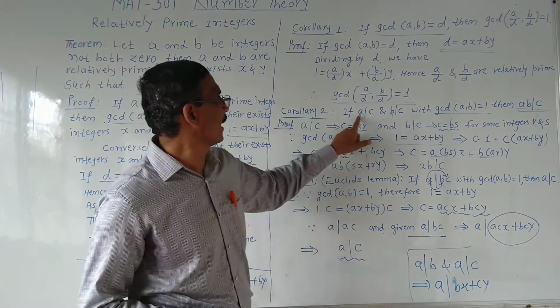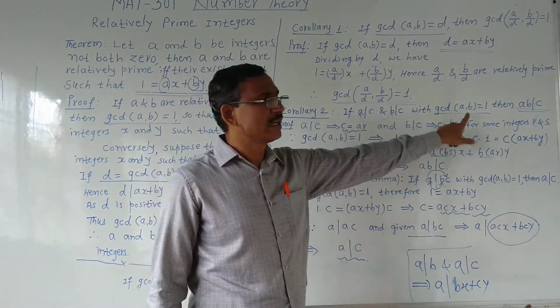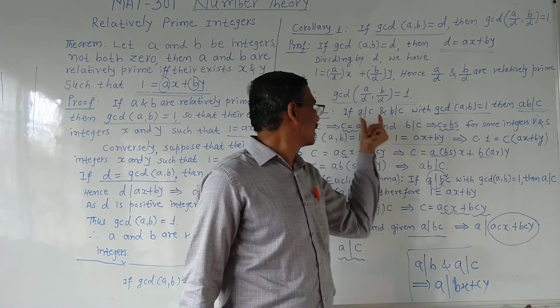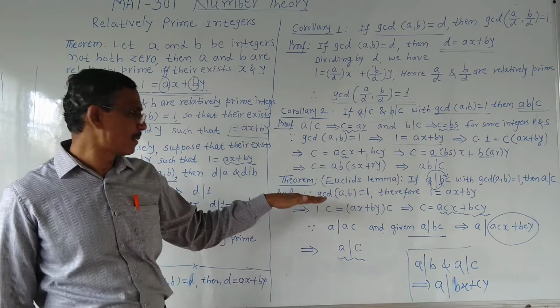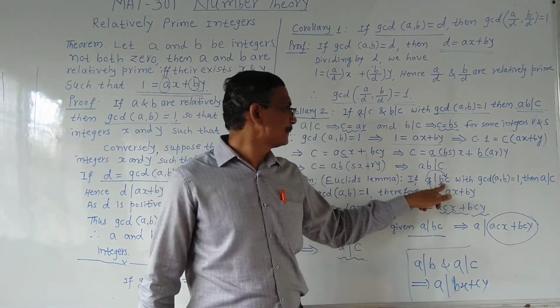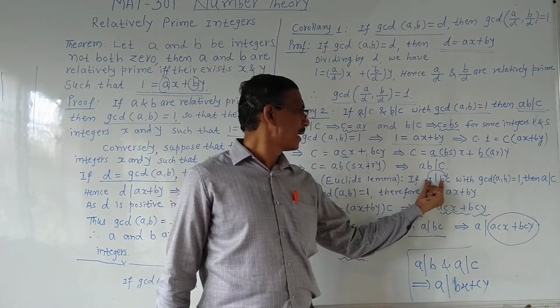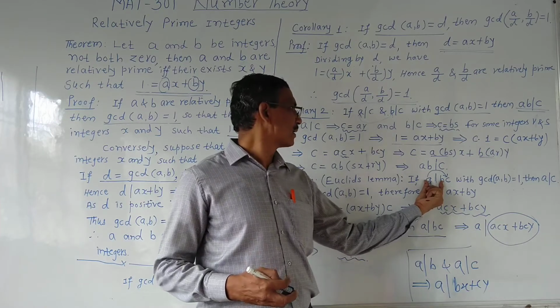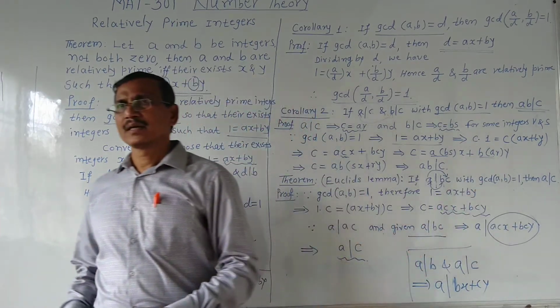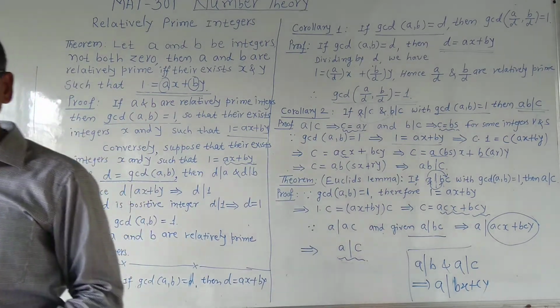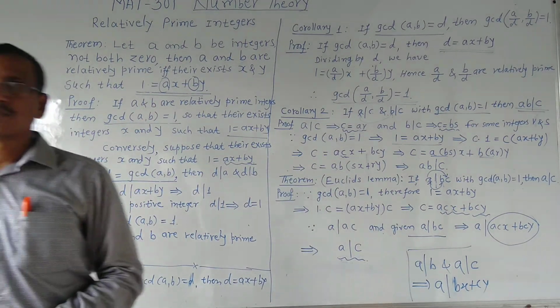And the second corollary: if a divides c and b divides c, and if a and b are relatively prime, then their product also divides c. And remember this lemma: if a divides b c and the greatest common divisor of a and b is 1, then a divides the other remaining integer c. In the next lecture we shall see the Euclidean algorithm.